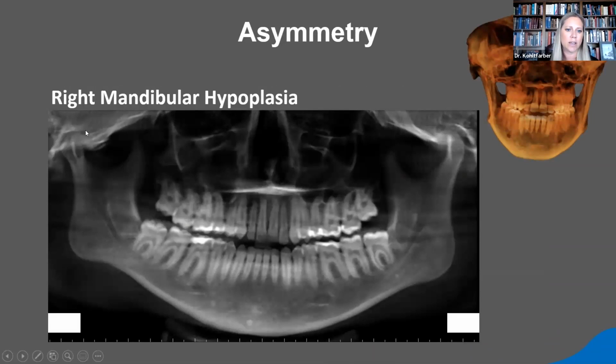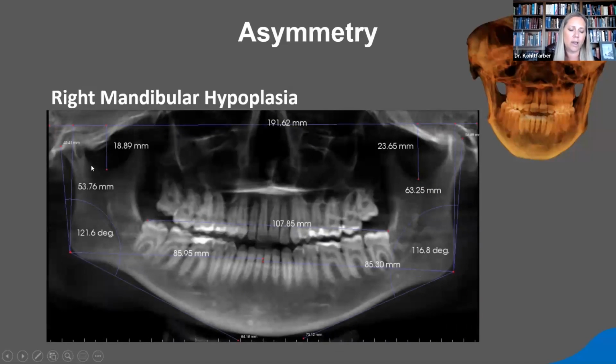Maybe we have asymmetry. So this is a right mandibular hypoplasia. Sometimes we're not quite sure what's going on. Do we have hyperplasia on one side versus hypoplasia on the other? We can go ahead and measure and evaluate these for proper asymmetry, and then try to determine, usually based on differentiations in our glenoid fossa region and how the bone is reacting to that particular condyle, whether we have hypoplasia or hyperplasia.